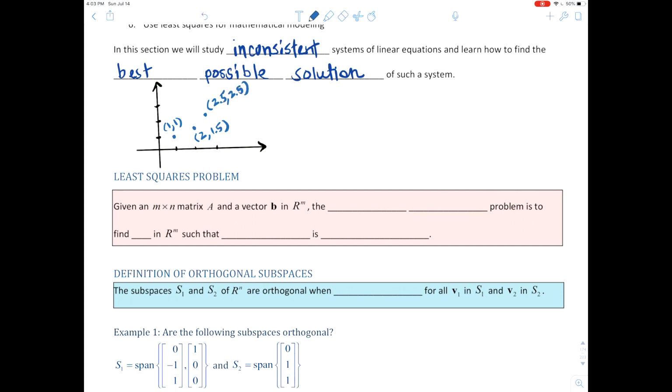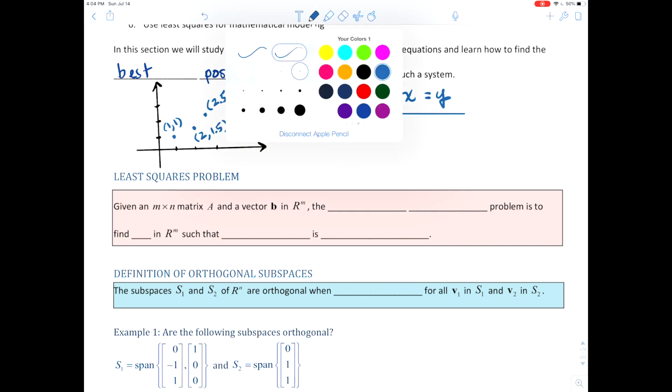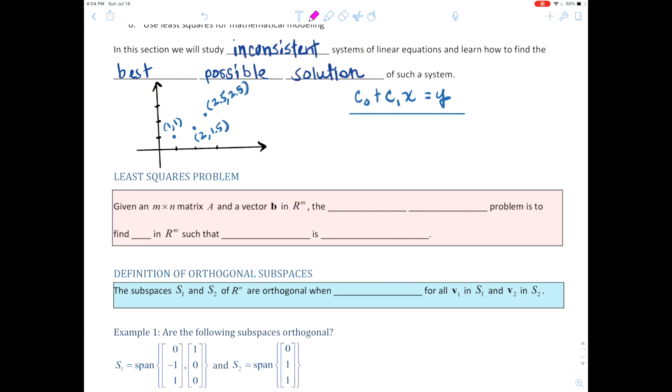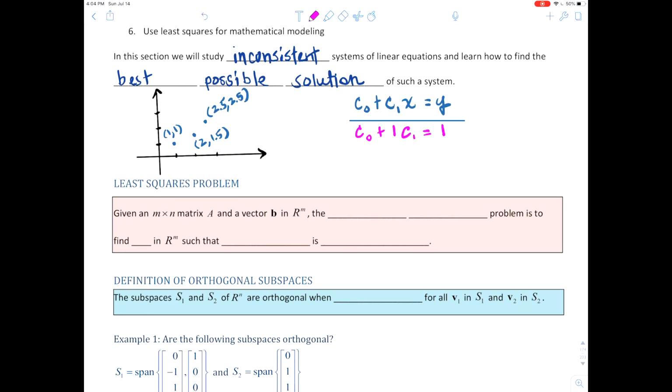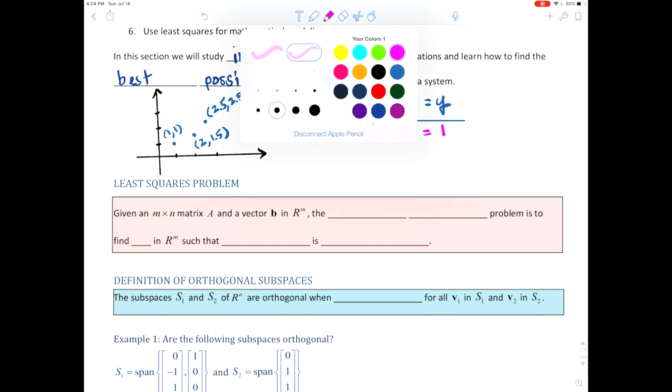Well, what happens is you have some C0 plus C1 times x. So C0 would be like your y-intercept and C1 would be your slope, and you have this equal to y. So in the case of these ordered pairs, the first one would be, all of them will start with C0, and then we'll have 1 times C1 because the x value was 1 in the first ordered pair, and that's equal to 1. And so that is this one here.